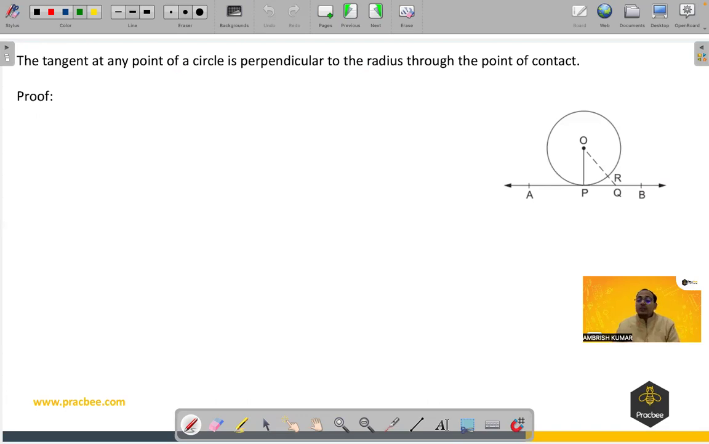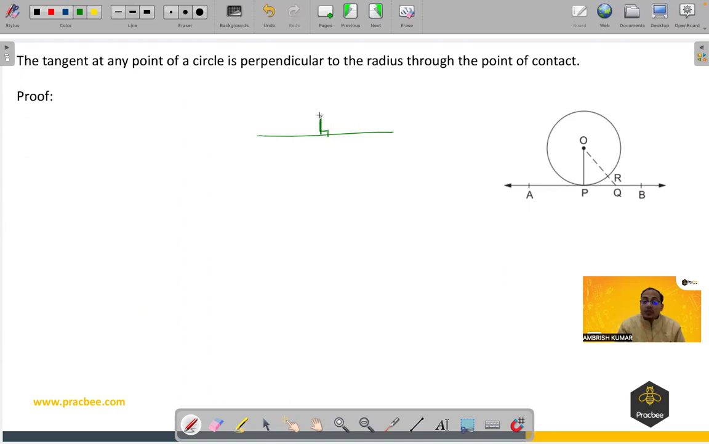So the first theorem that we have here is: the tangent at any point of a circle is perpendicular to the radius through the point of contact. It means this OP should be perpendicular to this tangent AB. So look, what is the concept that we are going to use here? Whenever we have a point and a line, what do we mean by the distance of this point from this line? The distance means the perpendicular distance, and you know this perpendicular distance is the shortest distance.